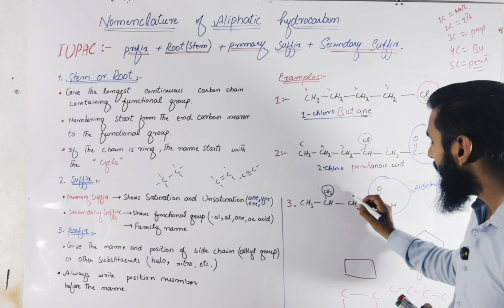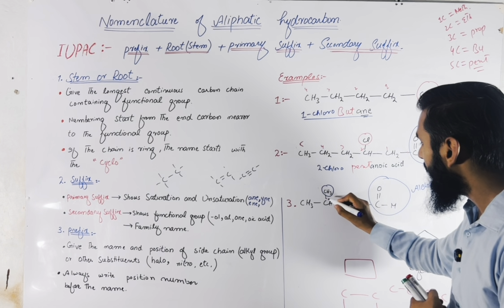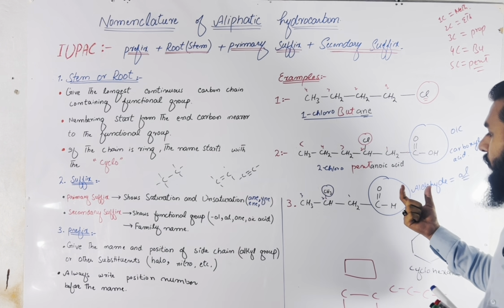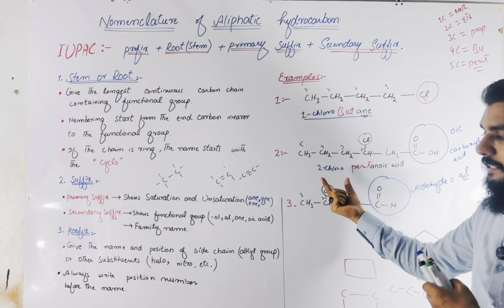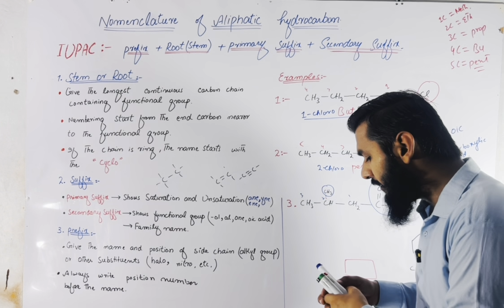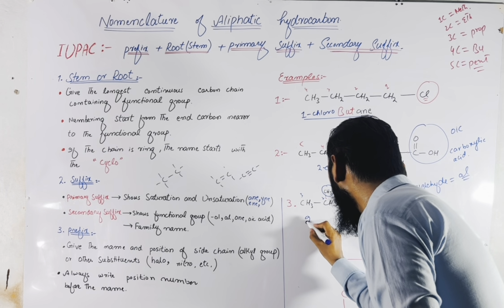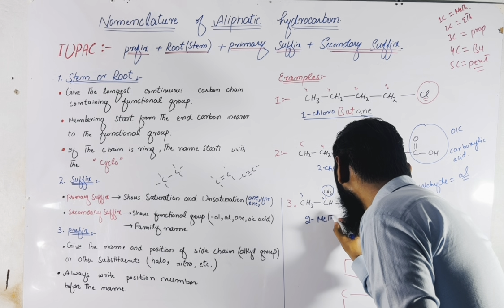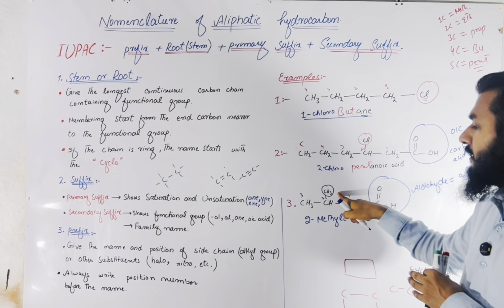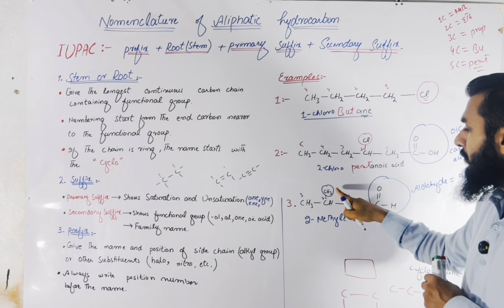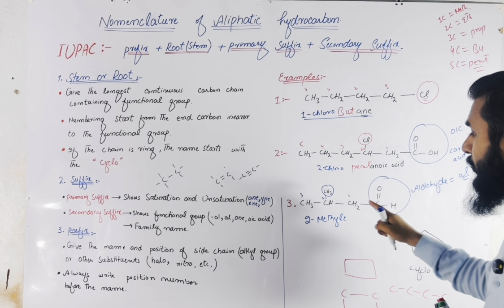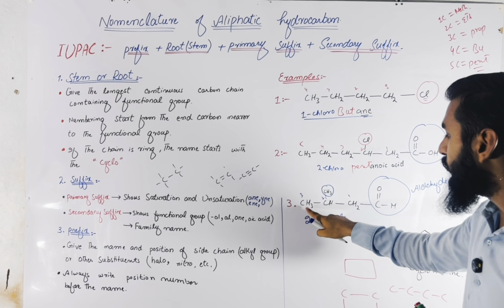Now give numbering to the carbon atoms: carbon number 1, carbon number 2, and carbon number 3. Now we first write the prefix or the side chain along with its position number. It is on the second carbon. Then we write 2-methyl, because the side chain is basically an alkyl group. We call it methyl because it contains one carbon. 2-methyl.